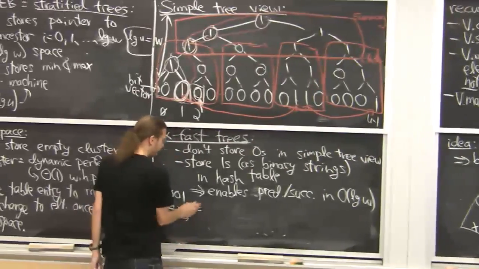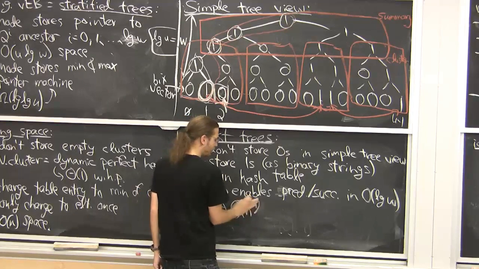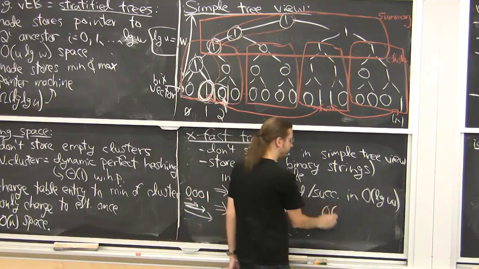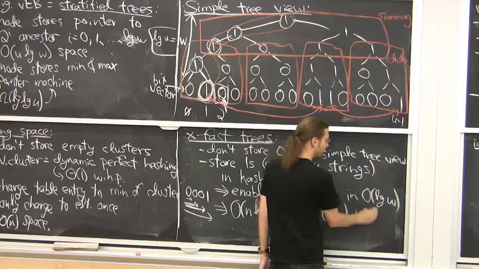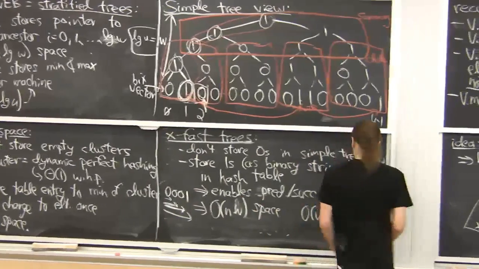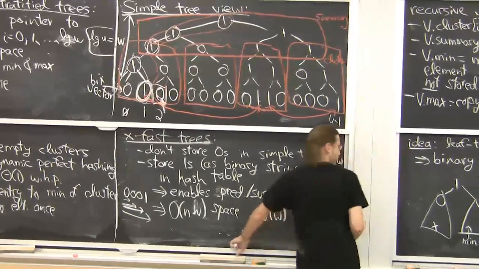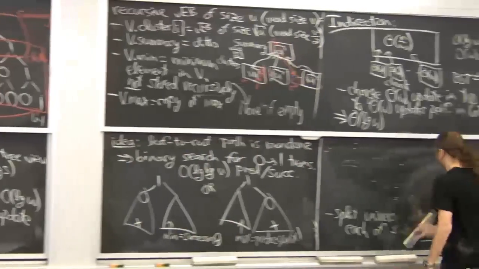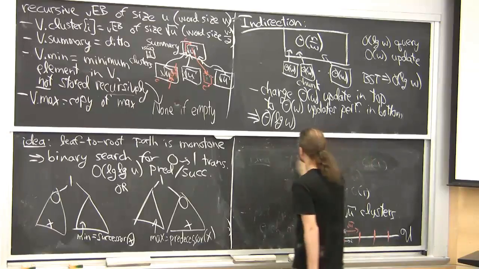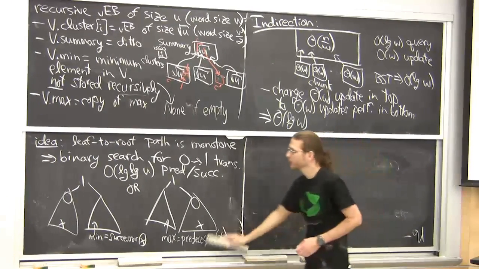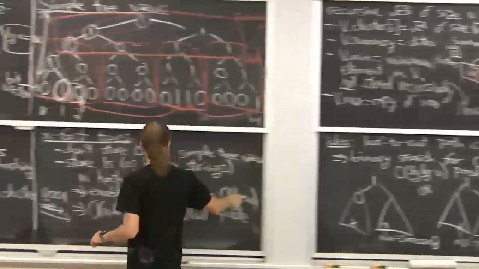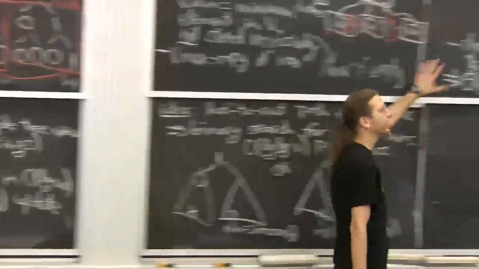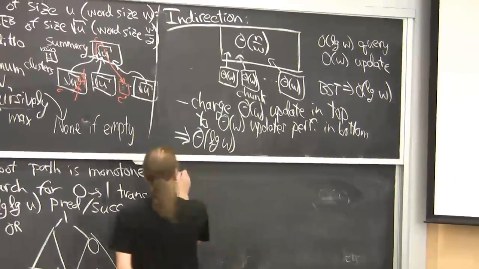This is not perfect, however, in that it uses NW space, and also updates are slow. It's order W updates. But we're almost there, because we have fast queries, slow updates, not optimal space. Take this, add indirection. Done. And that's Y-fast trees.